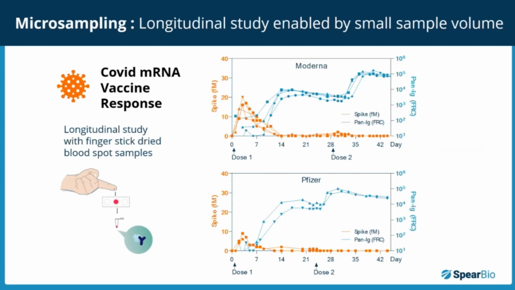Through longitudinal sampling, we could clearly track spike protein expression following the first dose of both Moderna and Pfizer vaccines, then followed by an increase in anti-spike pan-Ig levels. The higher spike protein expression observed with Moderna is consistent with its higher dosage. Additionally, a second spike in pan-Ig levels was also observed following the second dose of both vaccines. The combination of Spear's ultra-sensitivity and microsampling presents a powerful solution for large-scale longitudinal studies, particularly in neurodegenerative disease research.